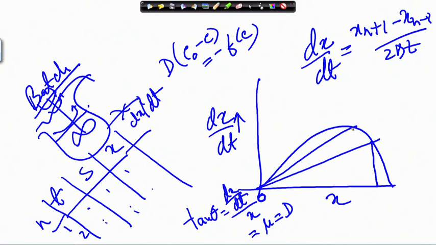In the problem, instead of x, they are considering c. This is replaced by c, so this is indicating the c star. This is indicating the c star. So, this is how in this problem we can correlate the batch process with the chemostat process.